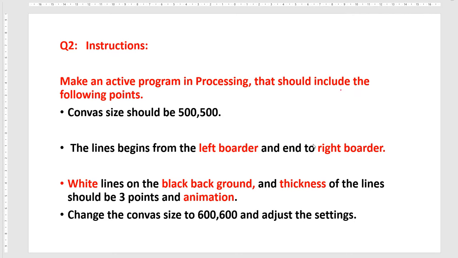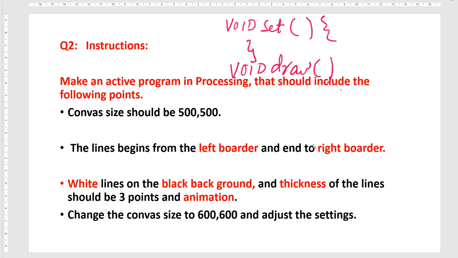The next scenario, the next instructions, are to make an active program. An active program means you have to write the fundamental regions, void setup and void draw. These are the two fundamental regions, and whatever functions you write have to go between these curly braces. The line begins from the left border. Everything is the same, white lines, black background, thickness now is 3, animation. First I will solve these three for you, then we will move to the second.